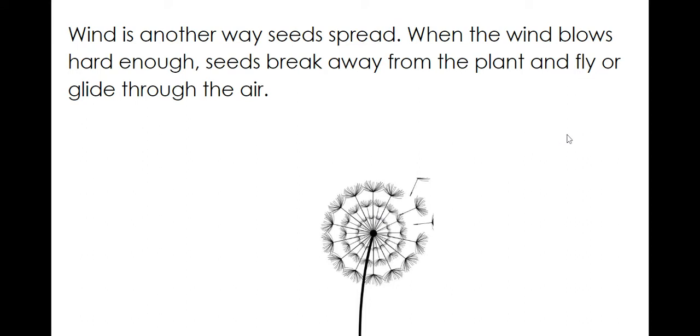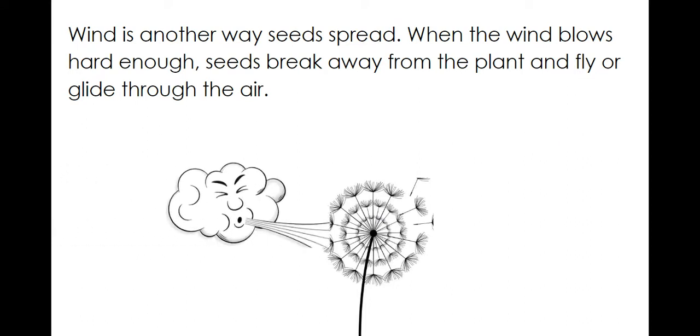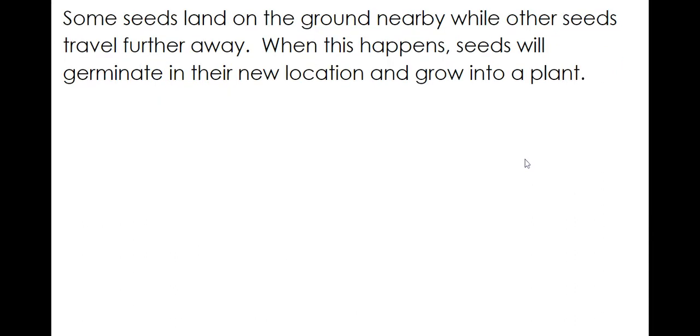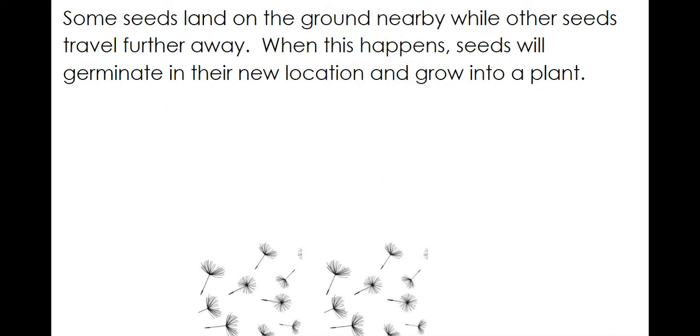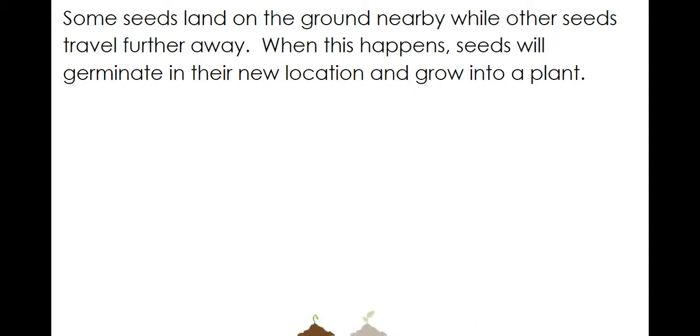Wind is another way seeds spread. When the wind blows hard enough, seeds break away from the plant and fly or glide through the air. Some seeds land on the ground nearby, while other seeds travel further away. When this happens, seeds will germinate in the new location and grow into a plant.